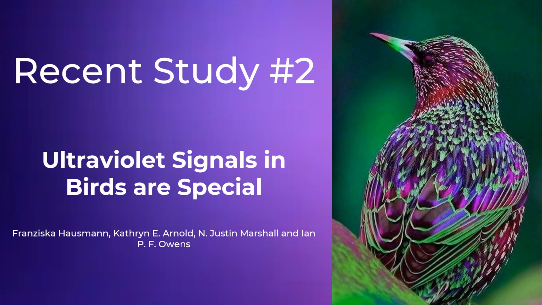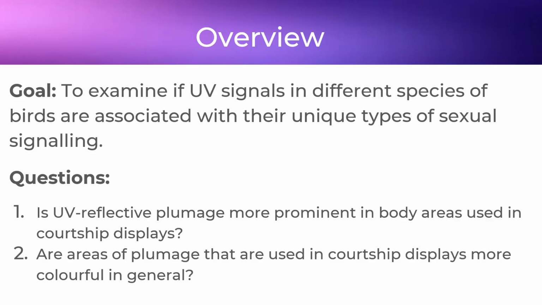The second study we will be discussing is about how ultraviolet signals in birds are special. The goal of this experiment is to examine if there is UV reflectance on different species of birds and if this reflectance is associated with sexual signaling techniques. The researchers asked the following questions.